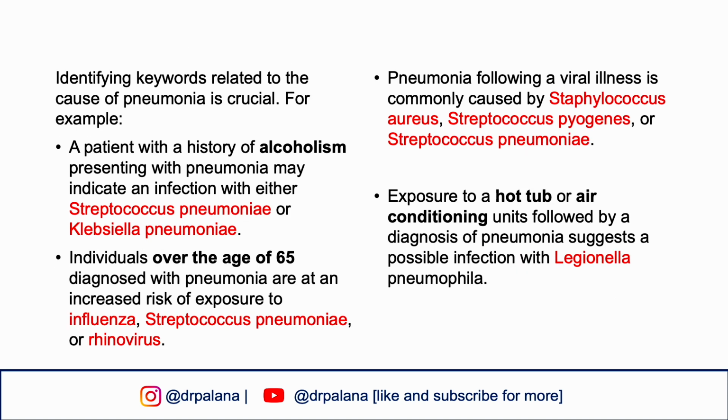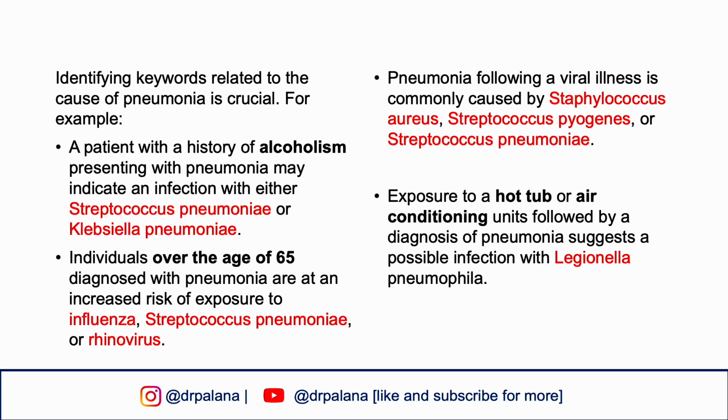Identifying keywords related to the cause of pneumonia is important. For example, a patient with a history of alcoholism presenting with pneumonia may indicate an infection with either strep or Klebsiella. Individuals over the age of 65 diagnosed with pneumonia are at increased risk of exposure to influenza, strep, or rhinovirus. Pneumonia following a viral illness, such as influenza, is commonly caused by staph, strep pyogenes, or Streptococcus pneumoniae.